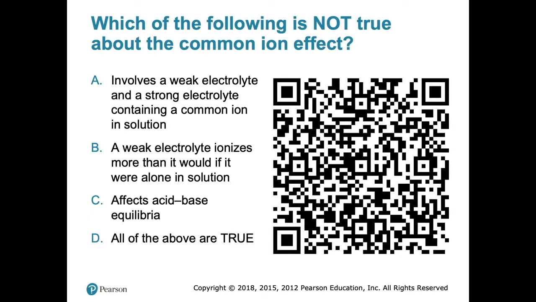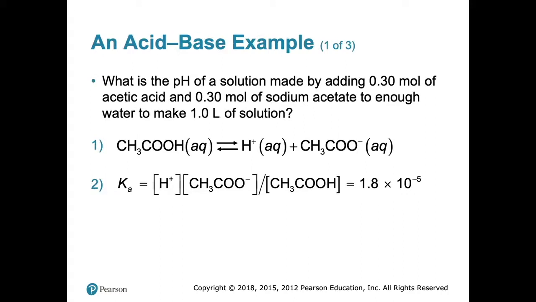Anyway, so here's an acid-base example then, right? What is the pH of a solution that's made by adding 0.3 moles of acetic acid and 0.3 moles of sodium acetate to enough water to make a 1 liter solution, right?